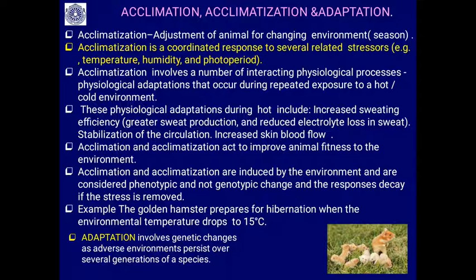Acclimatization involves a number of interacting physiological processes or physiological adaptations that occur during repeated exposure to a hot or cold environment. These physiological adaptations in the heat include increased sweating, greater sweat production, reduced electrolyte loss during sweating, stabilization of the circulation, and increased skin blood flow. So, there are several changes related to the temperature, and this is totally called acclimatization.